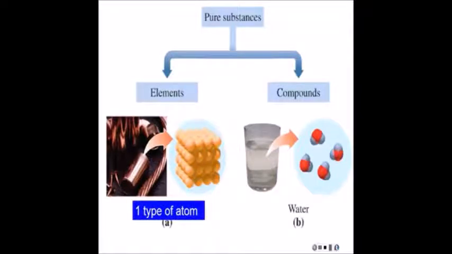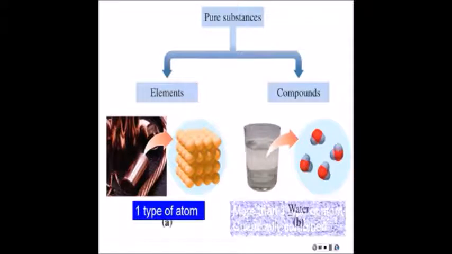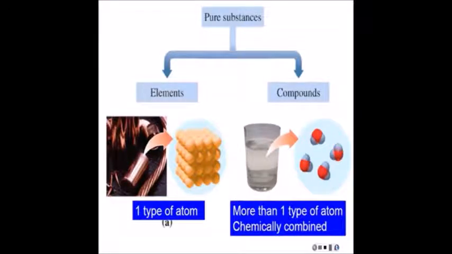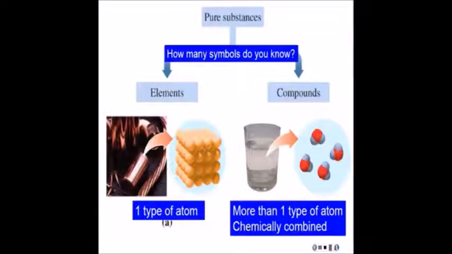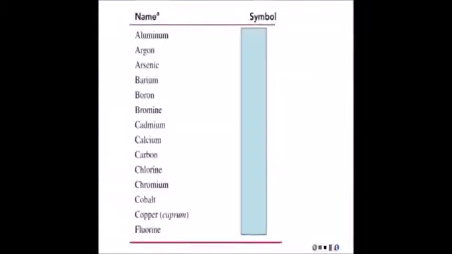So for elements, we always have one type of atom present. An example here is copper, and we see a copper atom. But for compounds, there's always more than one type of atom present. Here the example is water, and we can see the hydrogen atoms and the oxygen atoms in our samples. So how many symbols of the elements do you know?